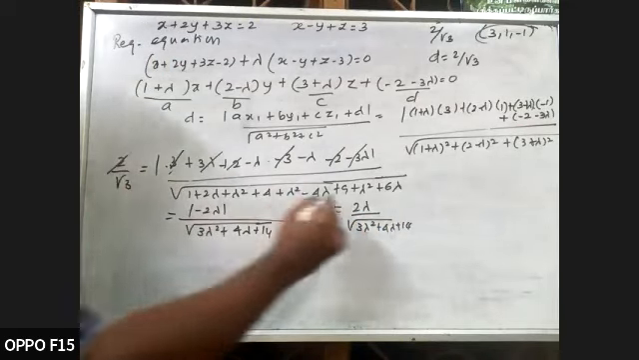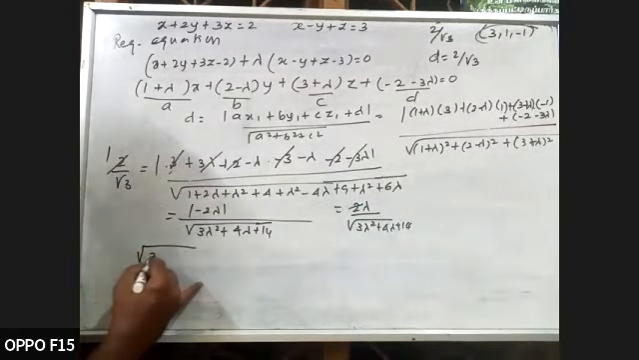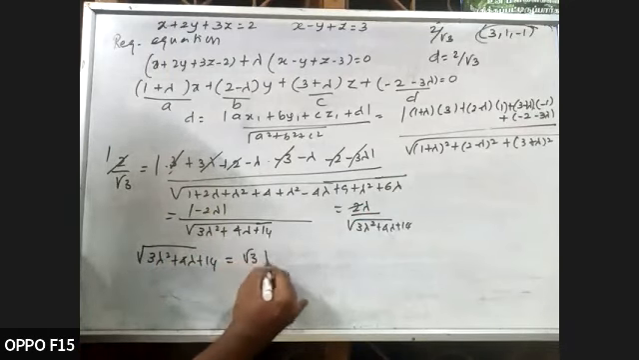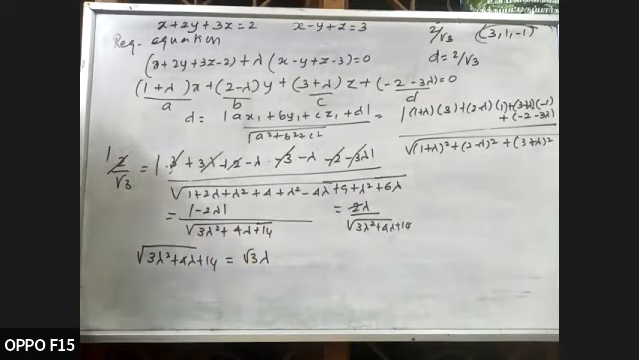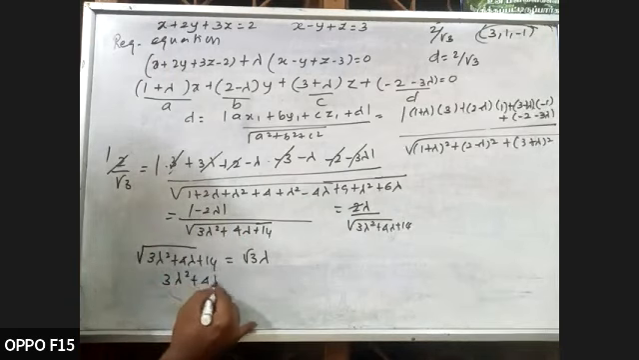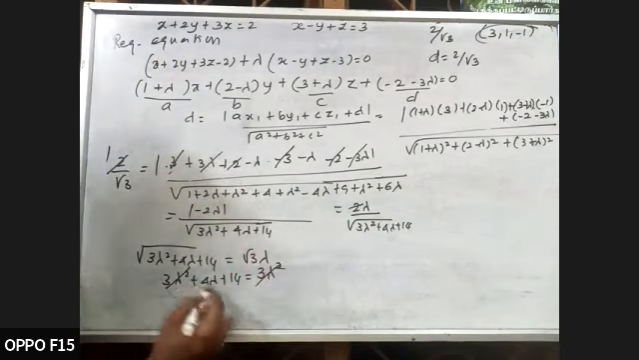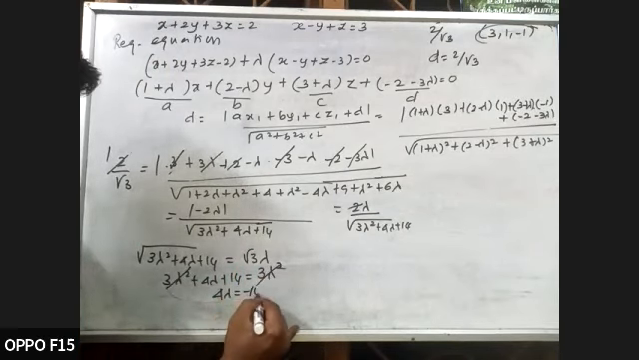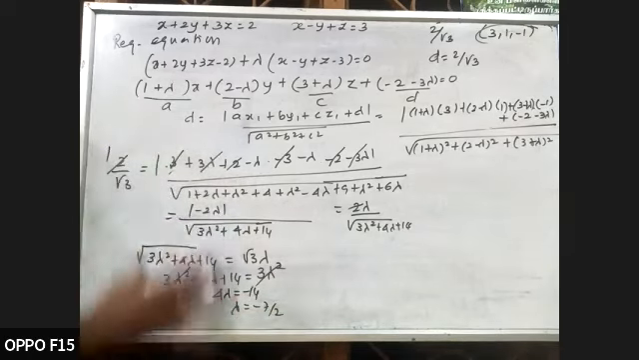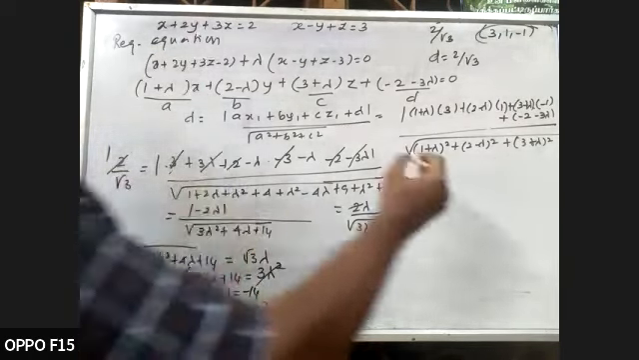Once this 2 is cancelled, it's 1. Now cross multiply this: you get root 3 lambda square plus 4 lambda plus 14. Cross multiplying, root 3 into lambda. Squaring on both sides, the square root is removed: 3 lambda square equals 3 lambda square plus 4 lambda plus 14. Both lambda square terms cancel. 4 lambda is equal to minus 14, lambda is equal to minus 7/2. See how we found lambda using this distance formula. Minus 7/2, substitute in the very first equation. That's it, that's the answer.